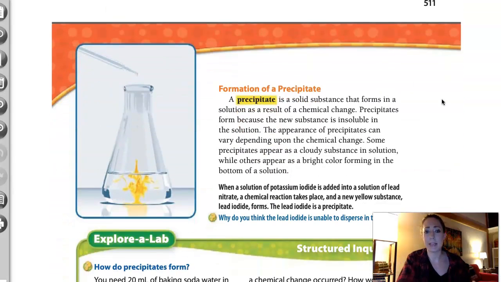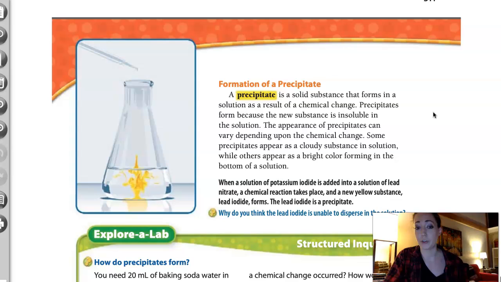A precipitate. A precipitate is a solid substance that forms in a solution as a result of a chemical change.